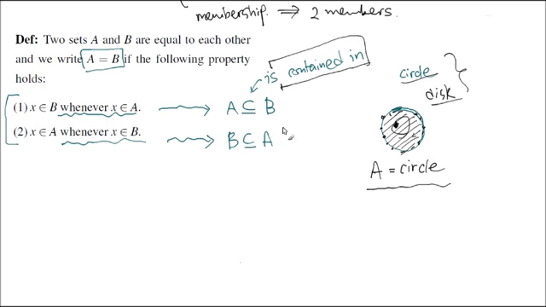If A is contained in B and B is contained in A, what kind of corollary do you get there? Can somebody write down a simple corollary out of these two? I give you 3 definitions. Did I give you 3 definitions? A is equal to B, A is contained in B, B is contained in A.